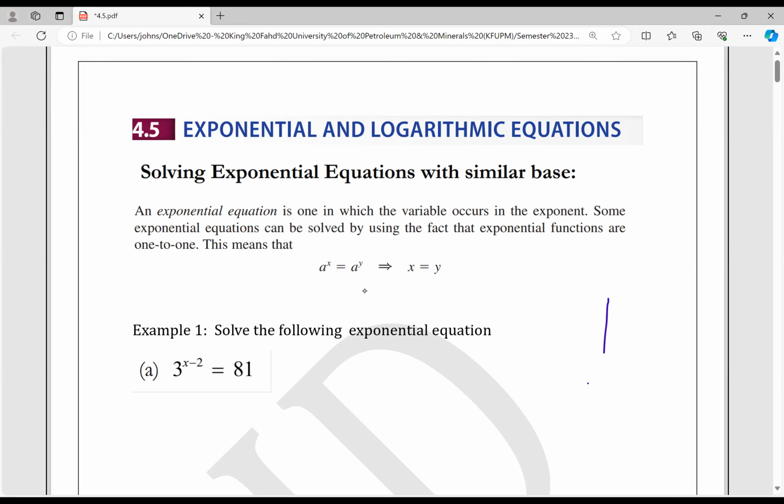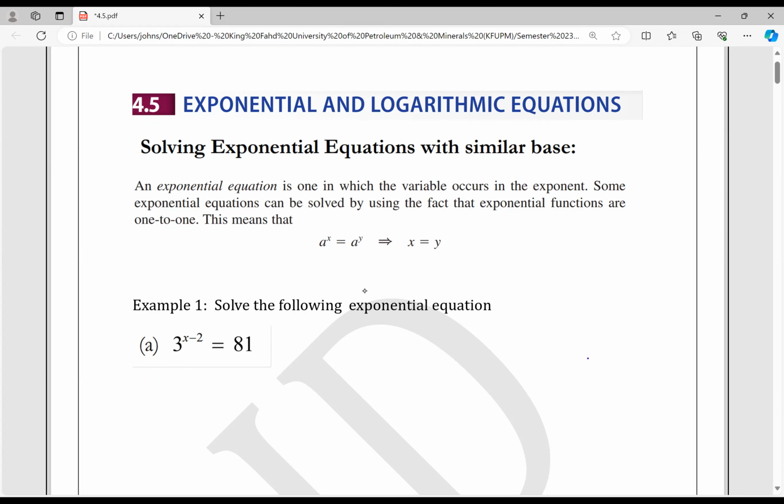Now we know that the exponential function is one-to-one, right? Since the exponential function is one-to-one, what does that mean? It means if f of x equals f of y, where x and y belong to the domain of the function, then x is equal to y. That is simply it, because if f of x equals f of y, you are saying that a to the power x equals a to the power y, and since f is one-to-one, x has to equal y.